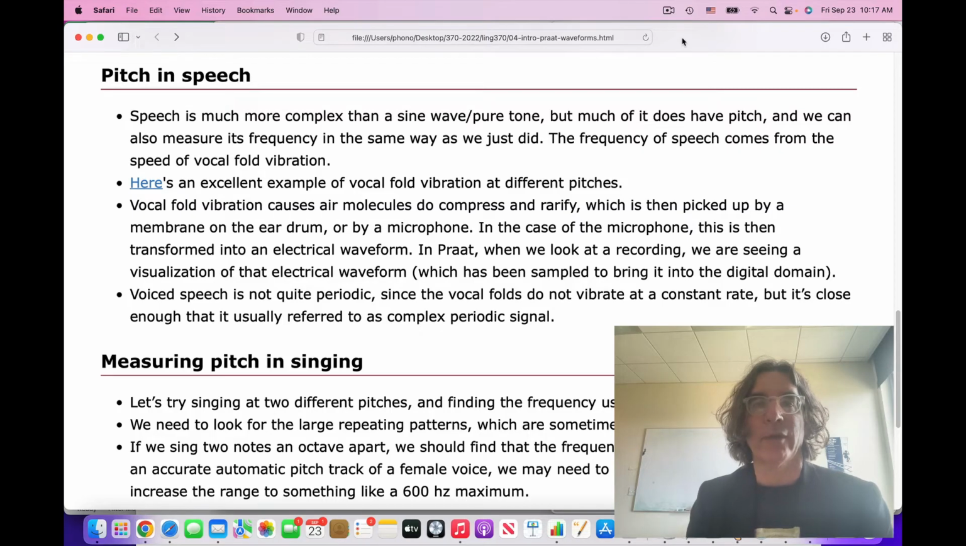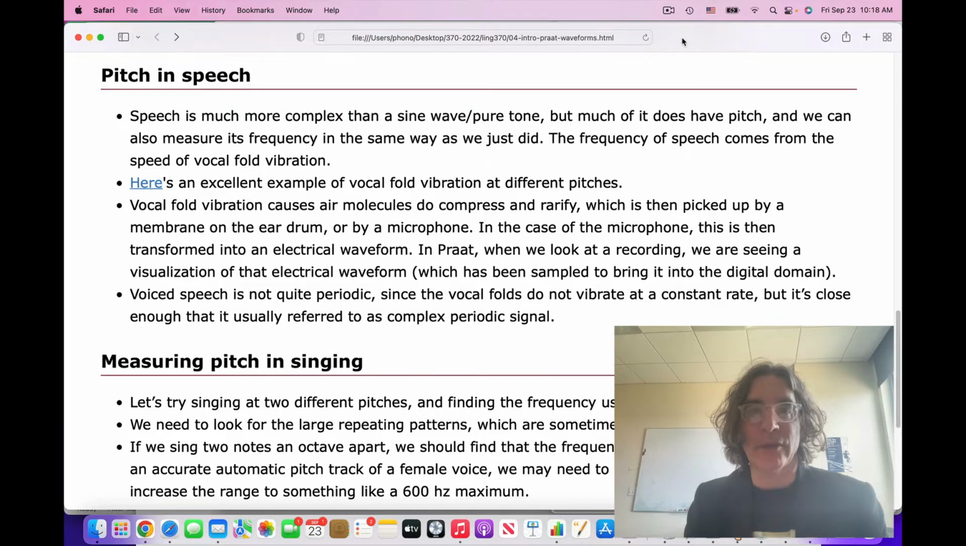The waveforms that we've looked at so far have been of just sine waves, and we measured the pitch in those sine waves. Now we're going to turn to looking at speech and measuring the pitch of speech in just the same way that we measured the pitch of the sine waves. Speech is much more complex, both in terms of the frequency spectrum and the changes in amplitude, than a sine wave or pure tone. But much of it does have pitch, like the pure tone, and we can measure the frequency in the same way.